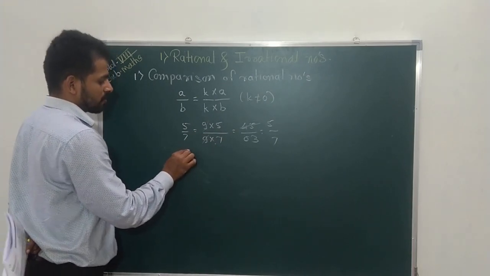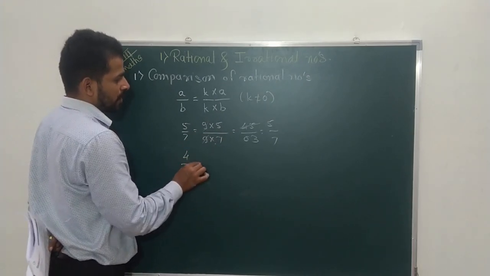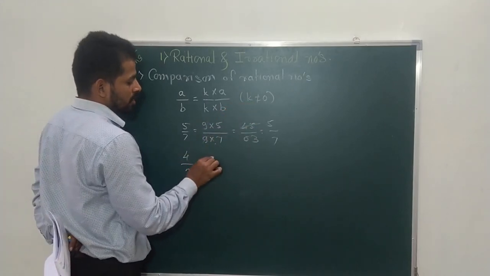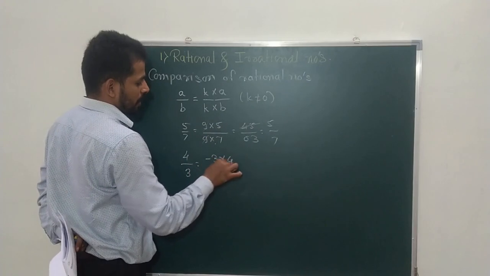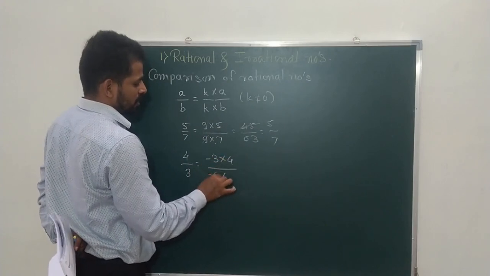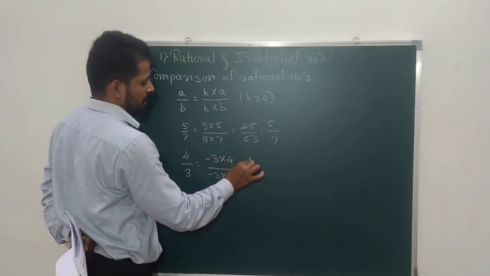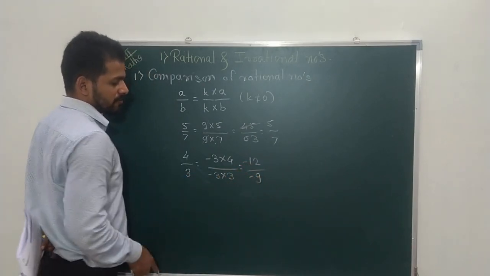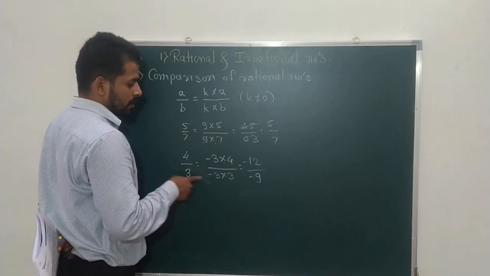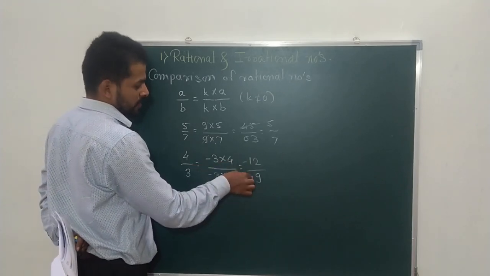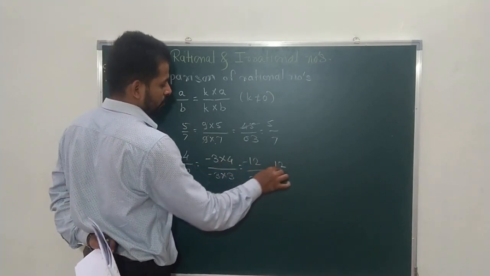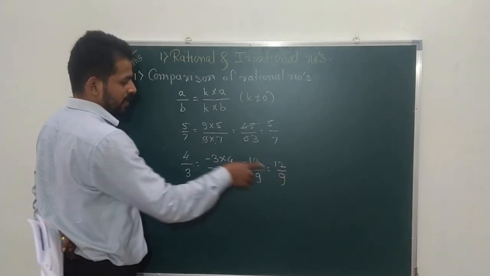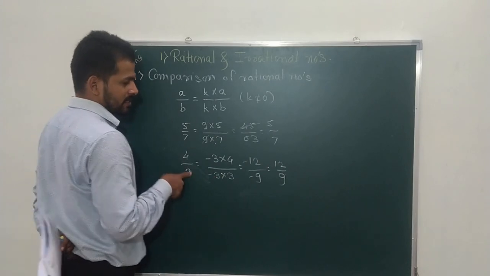We take suppose 4 upon 3. We can multiply by any non-zero number, meaning you can take negative numbers also. That is minus 3 multiplied by 4 and minus 3 multiplied by 3, that is minus 12 upon minus 9. Both values are equal, because the minus signs cancel, that is 12 upon 9. And when we divide by 3, 3 4s are 12 and 3 3s are 9, again the same 4 upon 3 is there.